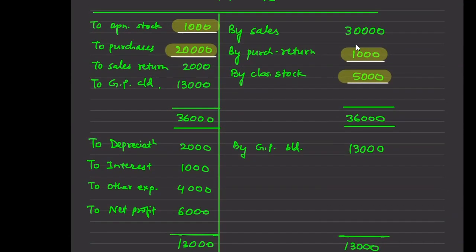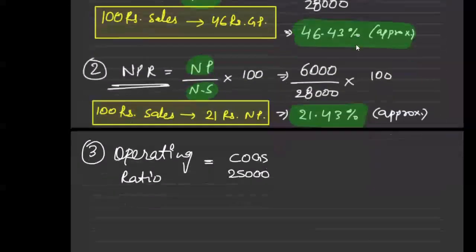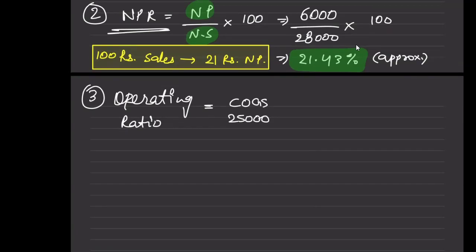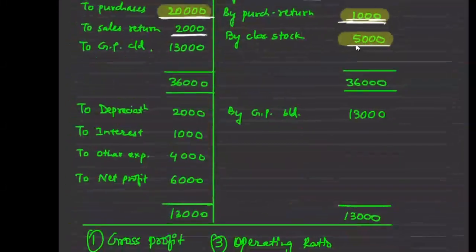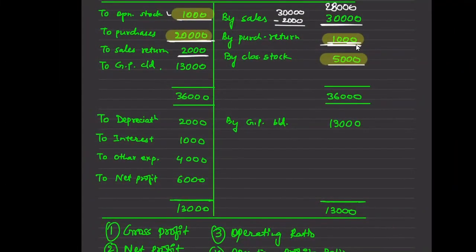Now, if you see, you have a figure of sales return as well. So sales return is obviously the adjustment in the sales. Nothing is required to be done for this, because this would be nothing but 30,000 minus 2,000. This can be shown as 28,000 net. In the same way, if you see the purchases, this should be 20,000 minus 1,000. So here in the formula, I've already included this 20,000 plus 1,000, then minus 1,000 and then 5,000.